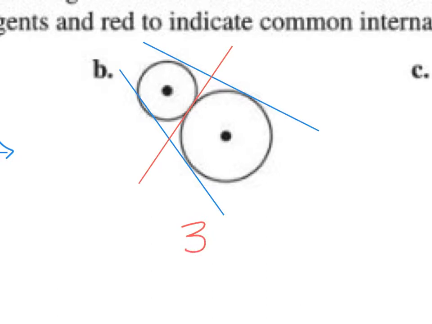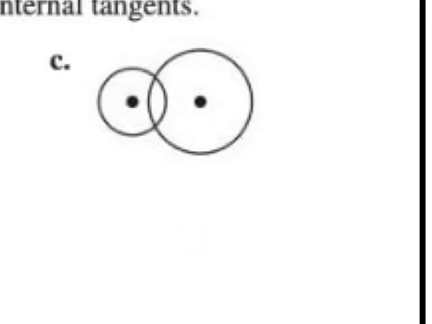And then C. C actually only has 2. So you can do the 2 on the outside, which is what we've been doing. Okay, but if you draw one through the middle, how many times does it touch the circle? Twice, and so that doesn't work. So these are the only 2 that you have here, is these 2 external tangents.